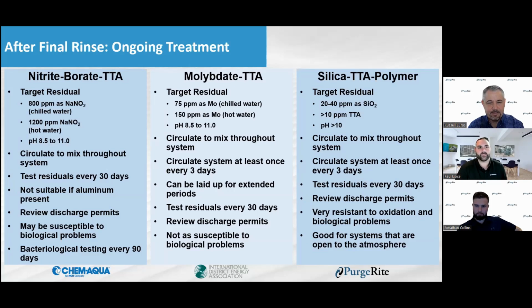It works better if you have a slow leak in a system or sporadic water loss. You don't lose all your chemistry and protection at once like you do with the nitrate and molybdate based products. So it's great for any systems that are open to atmosphere, and it's very resistant to biogrowth contributions. It's kind of hardy in that sense. So in the university, higher education market, district energy, any large closed loop system, we tend to see silica azole as the primary choice of chemistry.